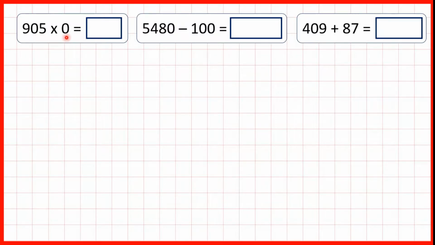905 times 0. Any number times 0 is 0, so that's our answer.